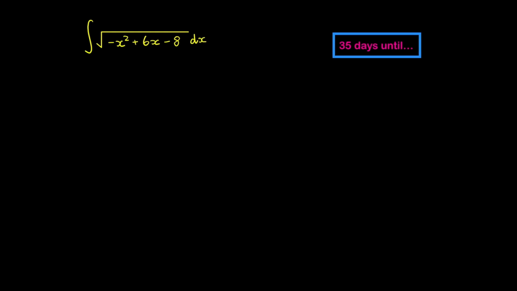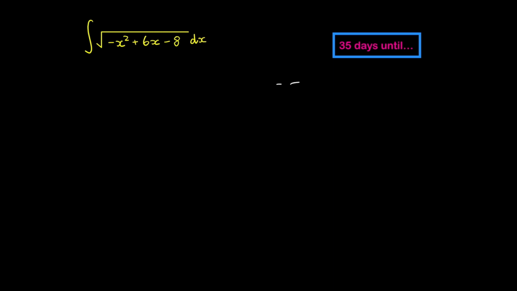Try and solve the integral of the square root of negative x squared plus 6x minus 8. There are 35 days left of this math countdown, so make sure you stick around to see what I'm counting down until. So the first step to solve this integral is to complete the square of the trinomial inside the square root.